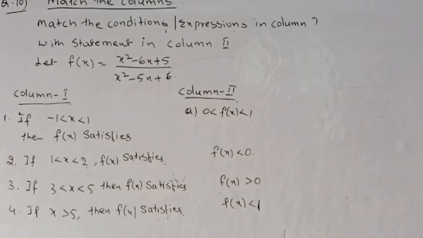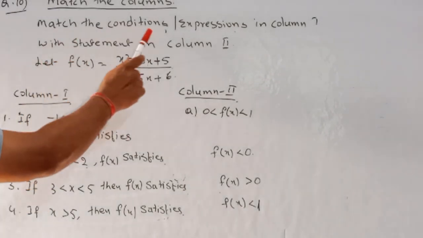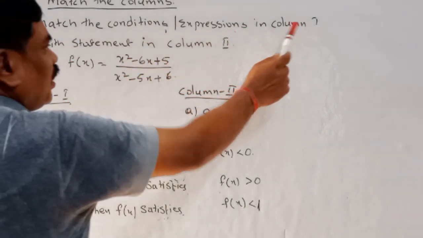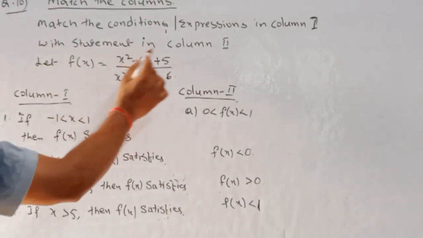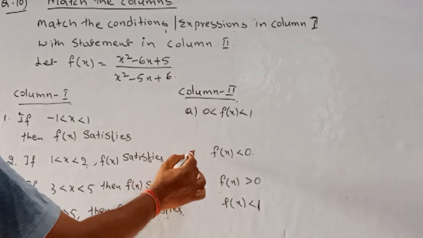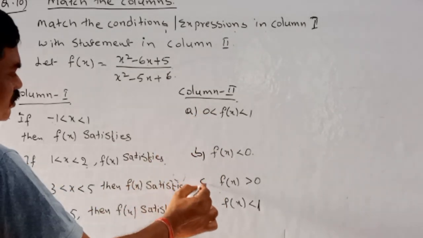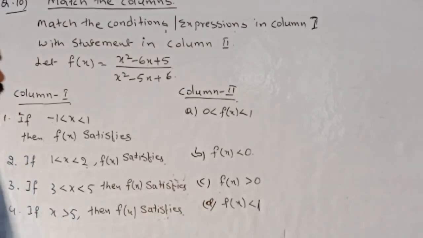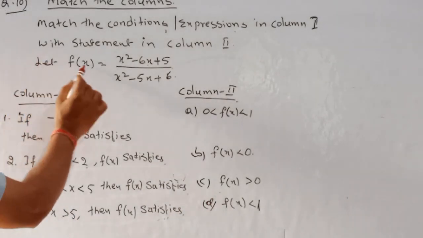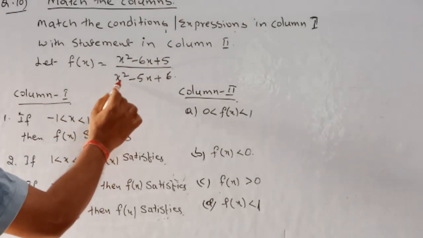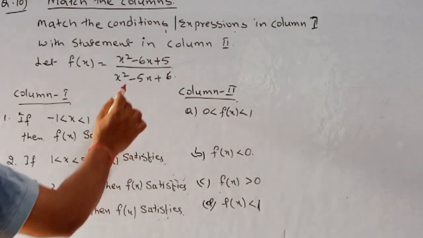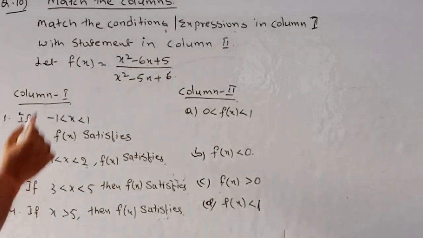Here we have one more problem from functions. Match the columns. Match the conditions, expressions in column 1 with statements in column 2. These are A, B, C, D, column 2, and this is column 1. So let f of x is equal to x square minus 6x plus 5 by x square minus 5x plus 6.